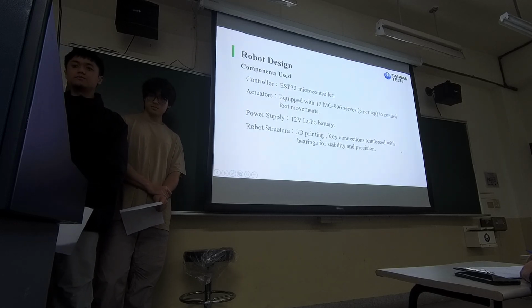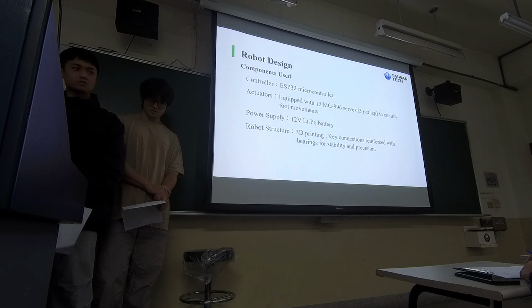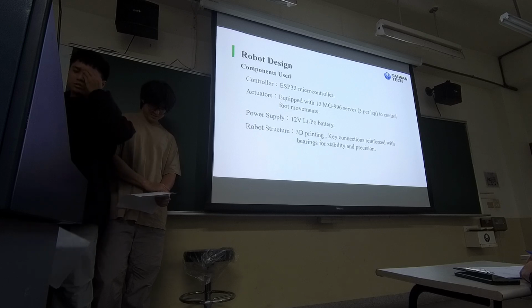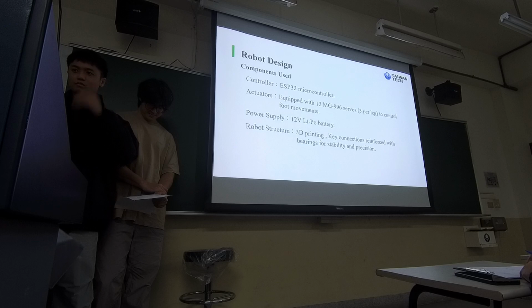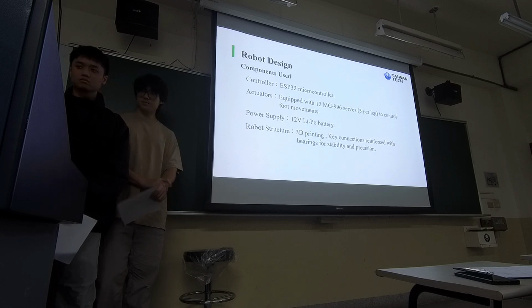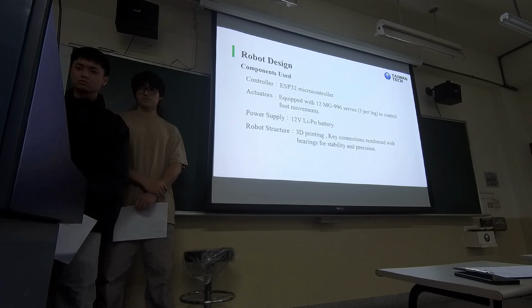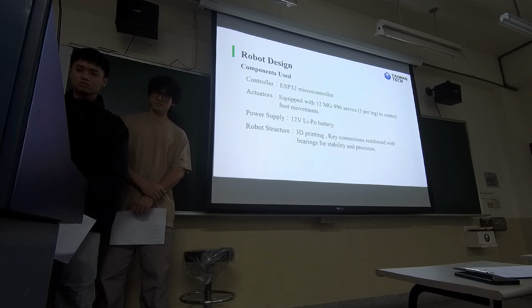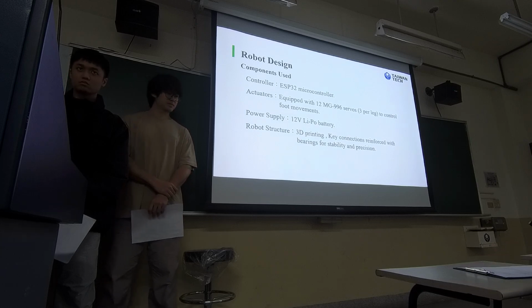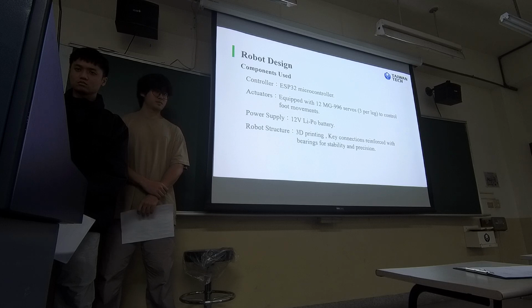First, regarding the components we use, we chose ESP32 as the controller, and each leg has 3 motors, making a total of 12 MG996 motors. For power, we use a 12 volt battery as the power supply. The robot structure is produced using 3D printing.